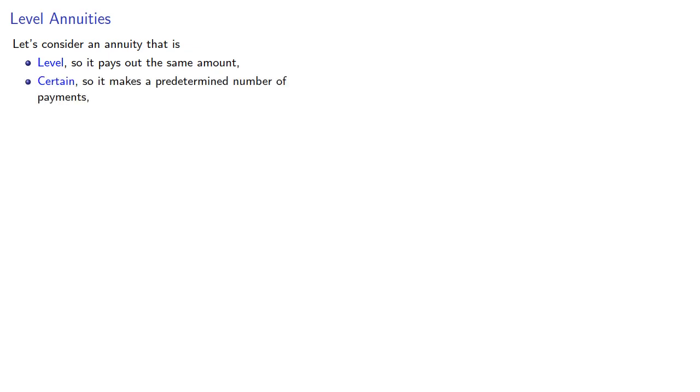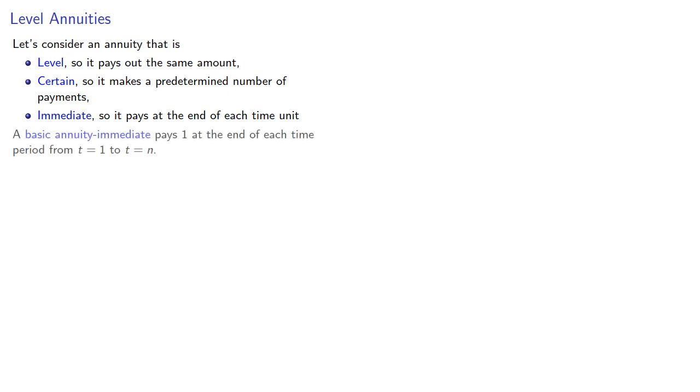To begin with, let's consider an annuity that is level, so it pays out the same amount, certain, so it makes a predetermined number of payments, and immediate, so it pays at the end of each time unit. Since we can generally scale what happens to one unit of money, we can talk about a basic annuity immediate, which pays 1 at the end of each time period from t equals 1 to t equals n.